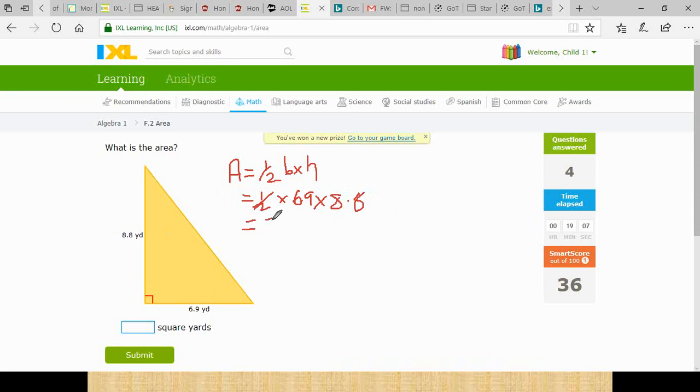What did you get? I got 58.08. No, it's a half times 6.9 times 8.8. So you're supposed to get 30.36. Yeah, I just got that. Okay, all right. So you got that. Good. So let's put that in. So it's 30.36.